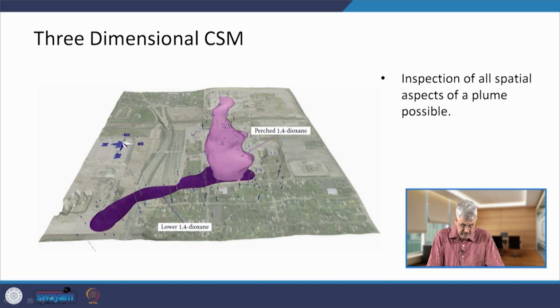Another example here is a three-dimensional CSM that is a computational simulation of the plume in all three dimensions. If this was an animated version of this particular CSM, you could turn it around, look at the plume from all sides, from the top, from the side, from the bottom, north, south, east, west. And this helps, again, to understand and then communicate the shape of the plume and what it means for neighboring properties, or what it means for the remediation of the plume in the future.